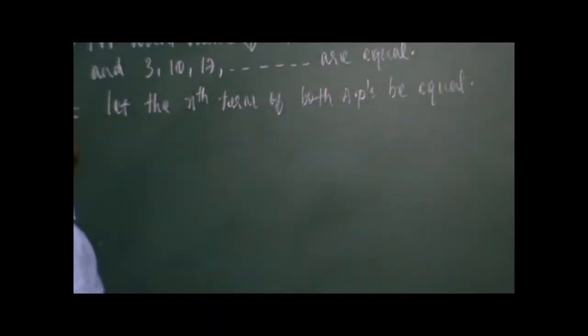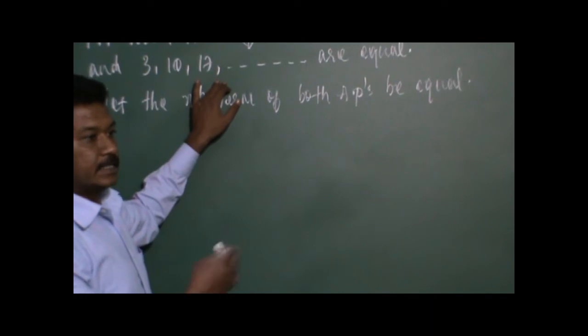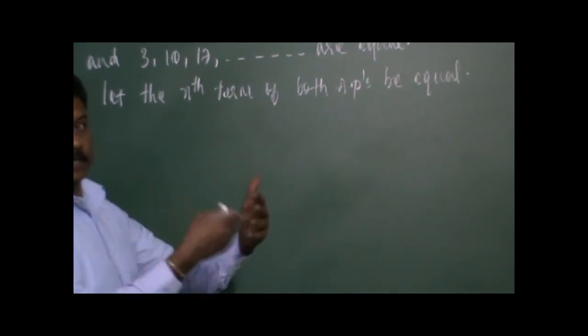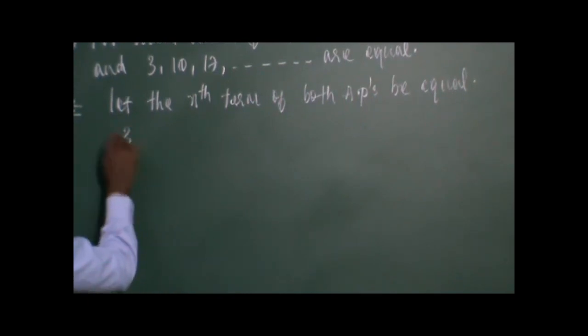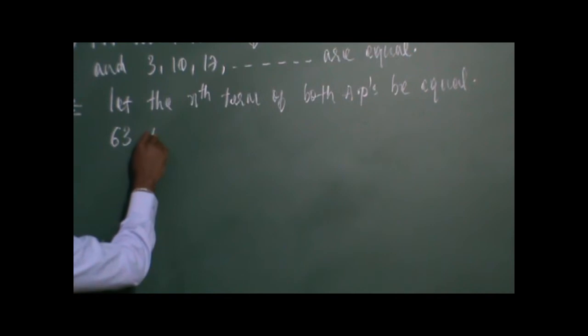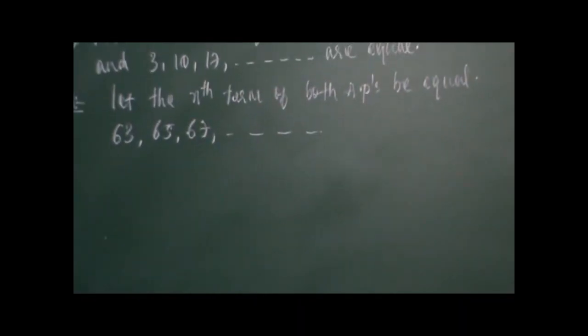Let the nth terms of both APs be equal. So now let us find out the nth term of the first AP, then we will find out the nth term of the second AP, then we will equate both the nth terms, then we will get the value of n. That's very simple. So that is 63, 65, 67, and so on, the first AP.